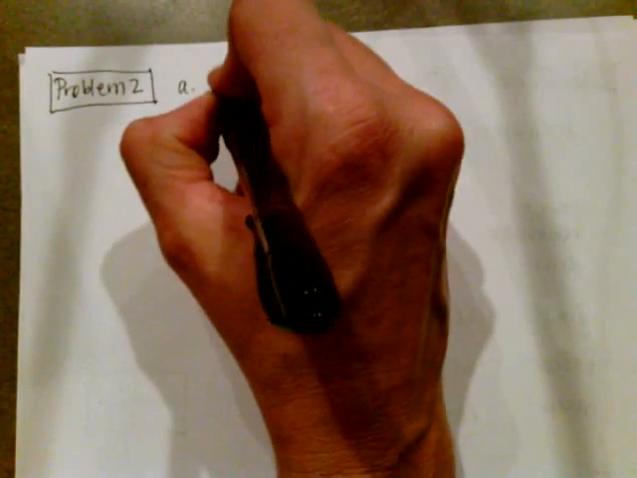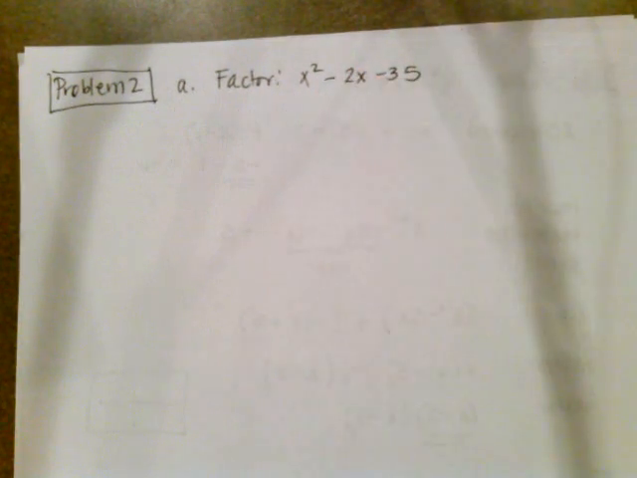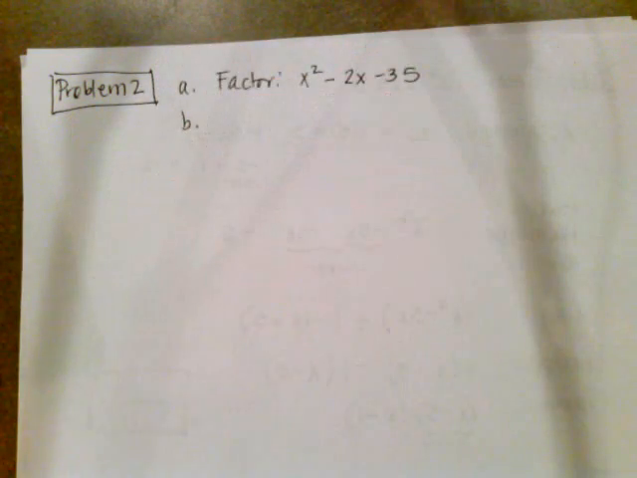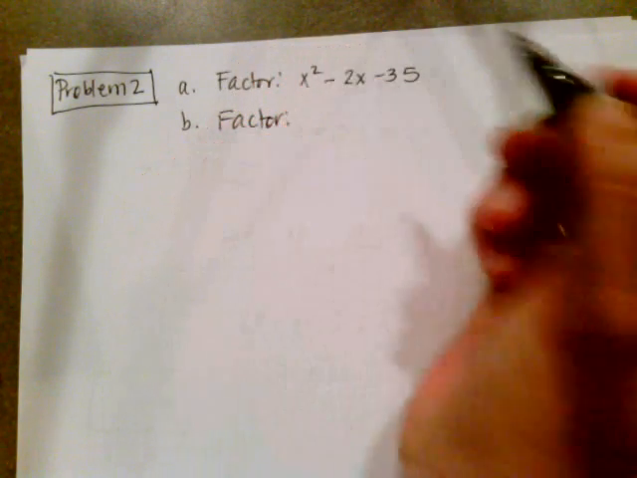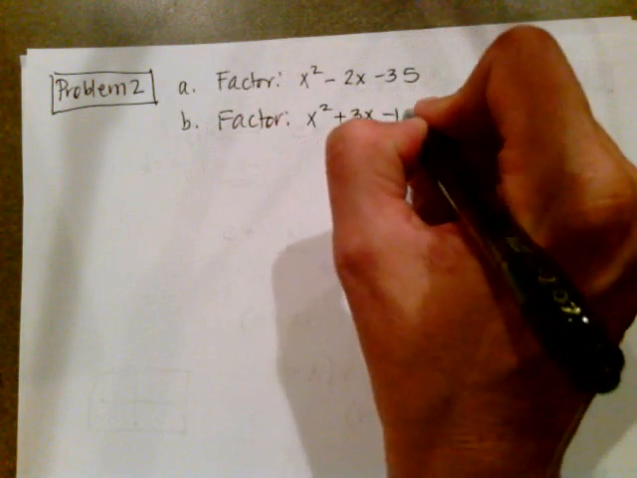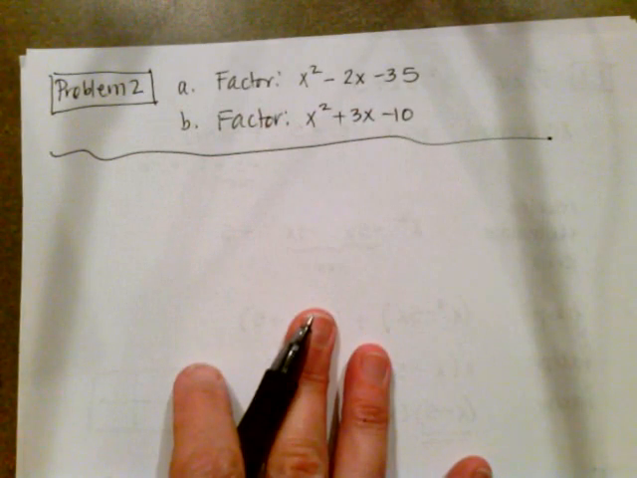The first one is factor, and then you're going to get x squared minus 2x minus 35. I don't care how you do it. You can do guess and test, you could do the box, or you could do the AC method. I recommend practicing the AC method because it's helpful when the numbers get bigger. Right, and then your b is going to be x squared plus 3x minus 10. So now you need to pause the video and do those 2 problems.